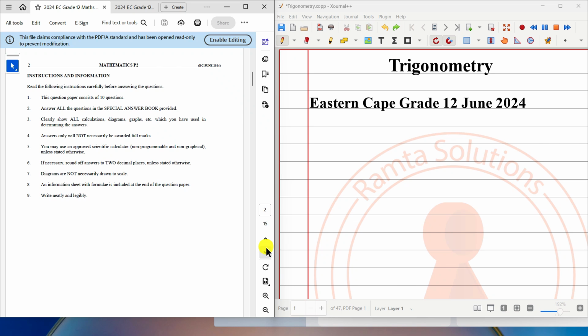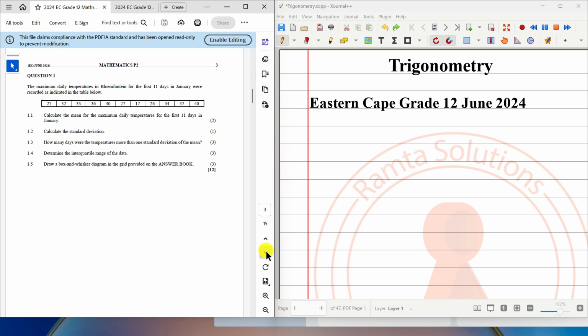Instruction 8 says, an information sheet with formulas is included at the end of the question paper in case you forget your formulas. And instruction number 9, write neatly and legibly. This is important, guys. It's very, very important that we improve our handwriting. All right, so now let's get to the work and look at this work here.